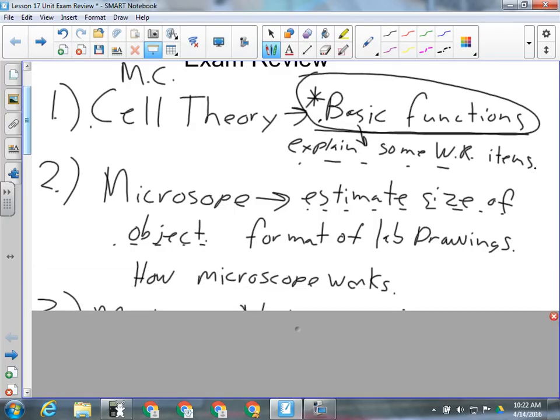And how a microscope works. That was one of your analysis questions in the microscopy lab, that whole refraction of light as it hits lenses. Being able to maybe explain that, or maybe there's going to be a multiple choice question about how a microscope works. There is not going to be a diagram of a microscope for you to label. That's not going to be on there.